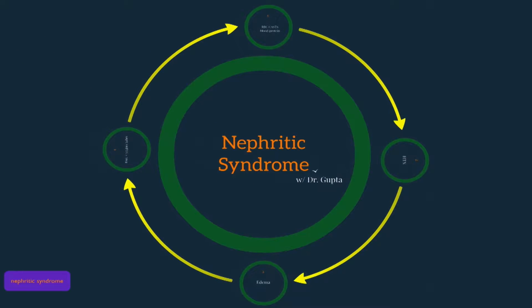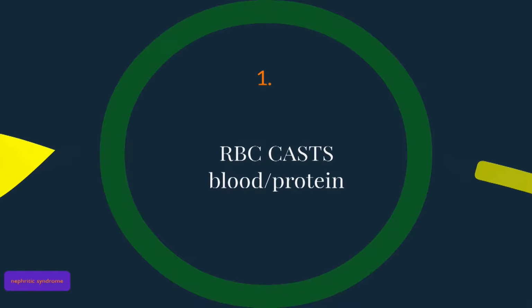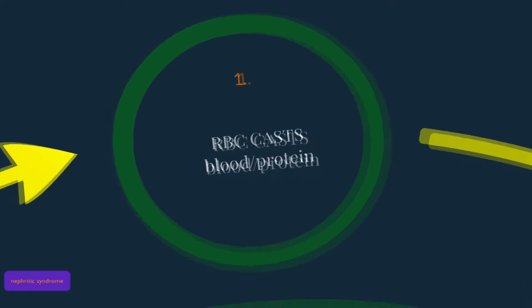Nephritic syndrome. Nephritic syndrome can be a confusing topic to understand, so let's try to break it down into some manageable topics. The first is to understand what characterizes nephritic syndrome. Nephritic syndrome's hallmark is red blood cell casts, and it often presents with blood and protein in the urinalysis. If you order a urinalysis and see blood and protein, you must consider glomerulonephritis or nephritic syndrome in the differential diagnosis.